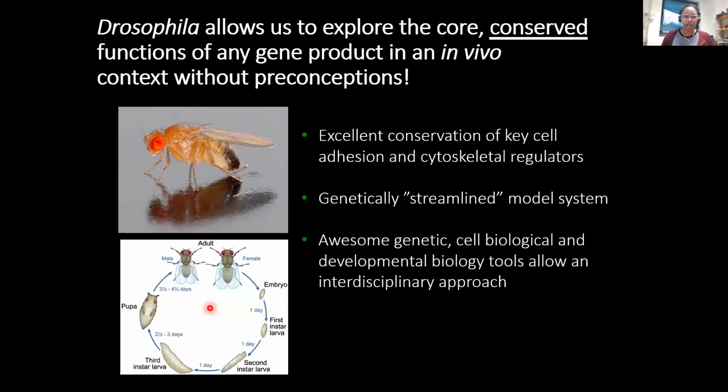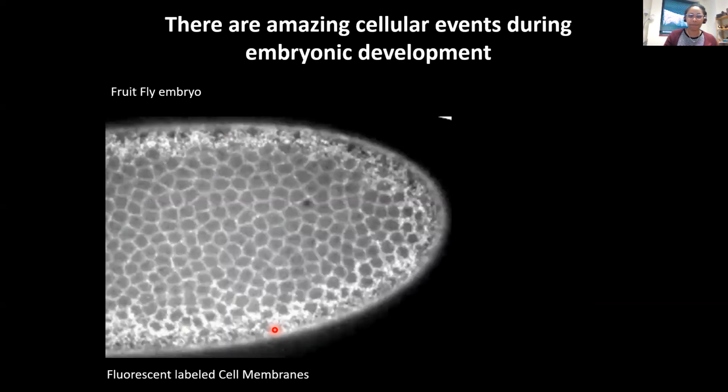And Drosophila has a really short lifespan, which makes it a great organism to use, especially for summer research. Drosophila takes about 10 days to go from an embryo to an adult fly. And I stick to these stages of Drosophila life development: embryogenesis and then early larval development. And there are tons of amazing cellular events during embryonic development in Drosophila that we can study.